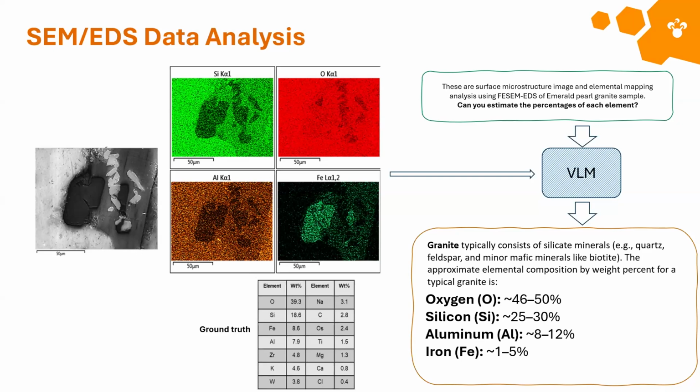But since these vision language models have the capability to process these images and understand the intensity of the colors, we hypothesized that maybe they should be able to correlate the pixel values with the concentration of different elements. But we found out that, as you can see, it's not actually analyzing the image. It's using its inherent knowledge to come up with the answer. So we are asking, there are surface microstructure images and elemental mapping analysis. Can you estimate the percentage of each element, right? But the answer it gives us is, granite typically consists of silicate minerals. So it's not analyzing the image, it's using its historical knowledge to answer that question.